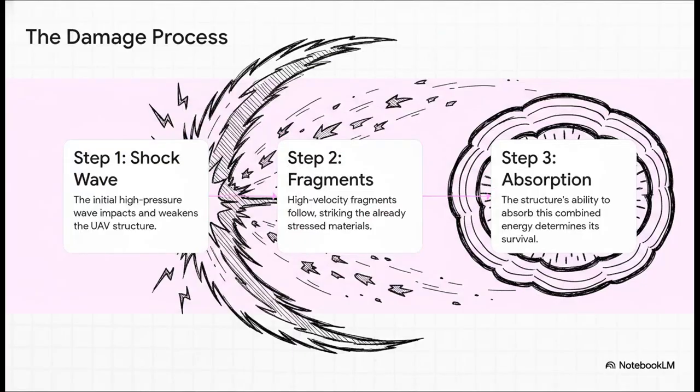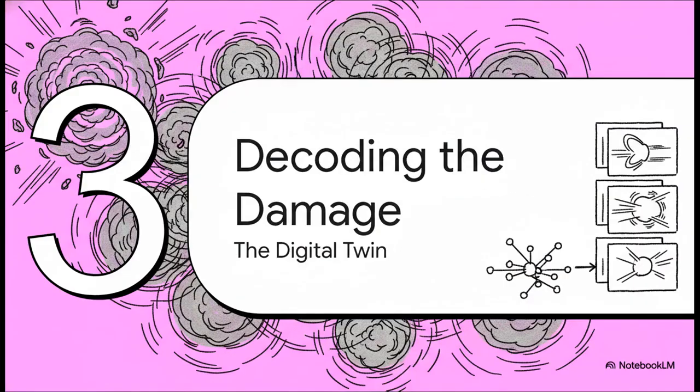So the crucial thing to realize is that this is a coordinated attack. The shockwave gets there first. It slams into the UAV and essentially softens it up, putting the whole structure under just immense stress. Then, just moments later, the fragments hit this already weakened material. Whether the UAV survives or not depends entirely on its ability to handle this 1-2 punch, this combined back-to-back assault of energy.